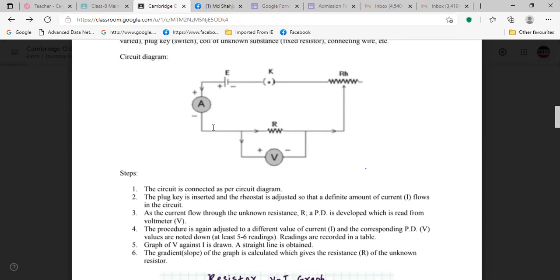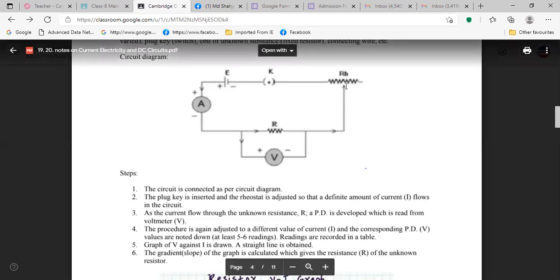So the current reading we are getting here in the ammeter is also the current reading for this fixed resistor, isn't it? So the current for the fixed resistor comes from the ammeter, and the voltage for the fixed resistor comes from the voltmeter. Is it clear? From the ammeter we are getting the current reading. From the voltmeter we are getting the potential difference reading. Got it? Yes, sir. Now I understand.